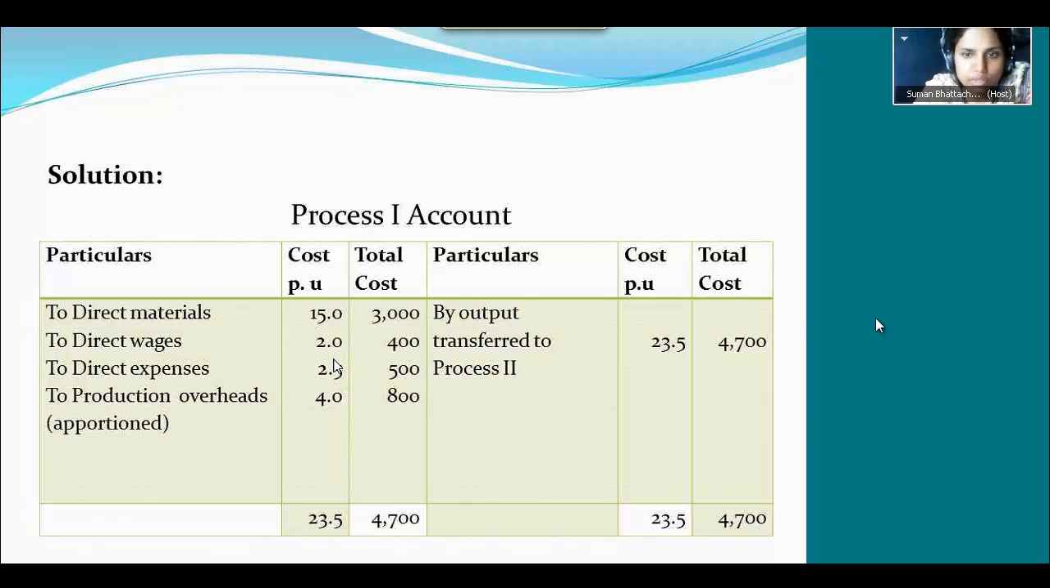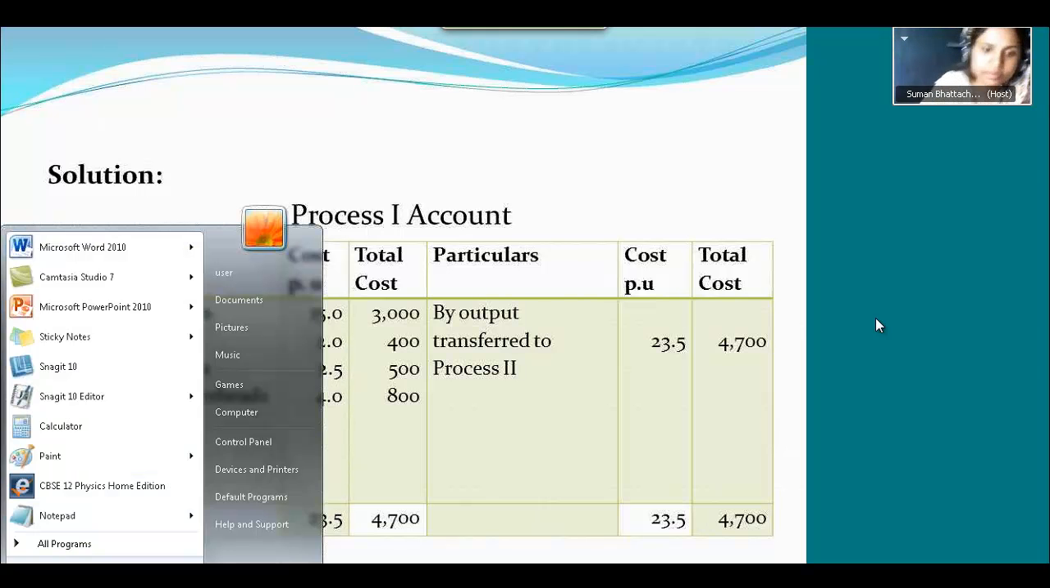Now this is the process account. In the process account we have to debit all the expenses of a particular process. So the expenses of process 1 we have to debit. And the process account should be credited with the output of the process. So debit all the expenses of process 1 and the credit should be the output of process 1, which should be transferred to process 2. So now we will see the question.